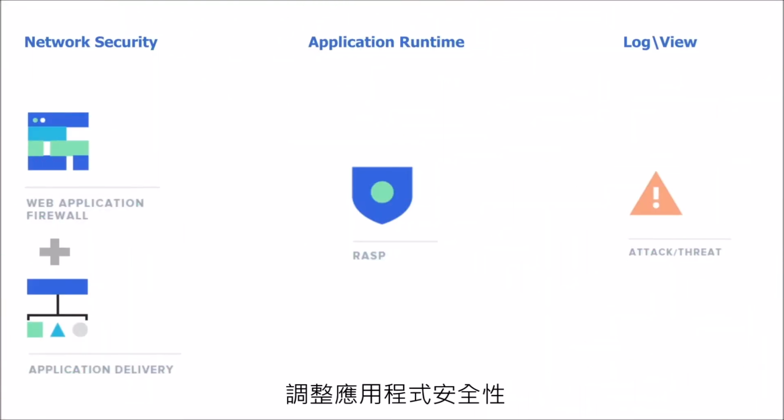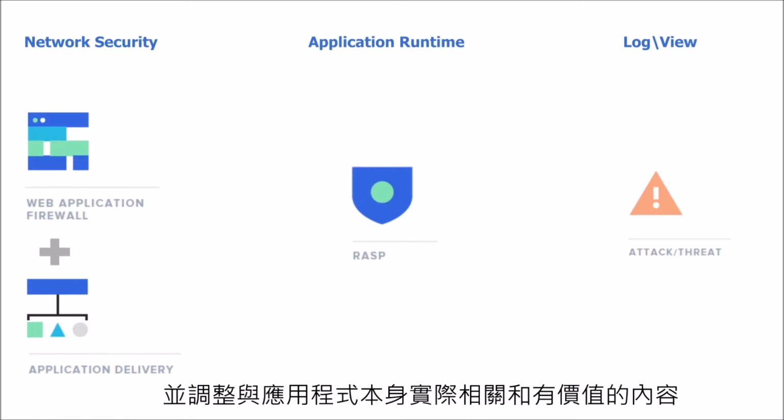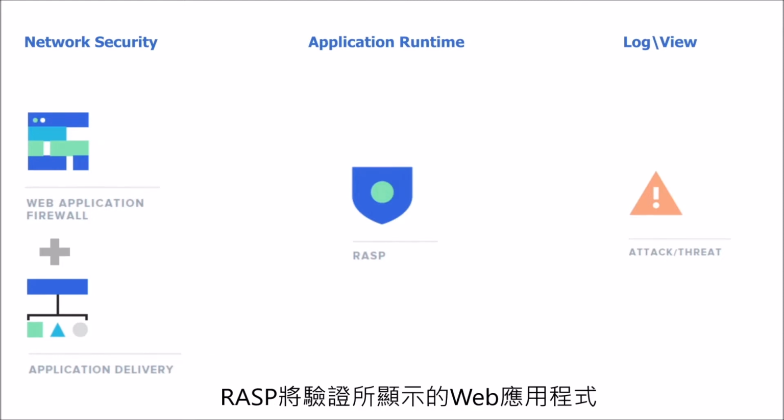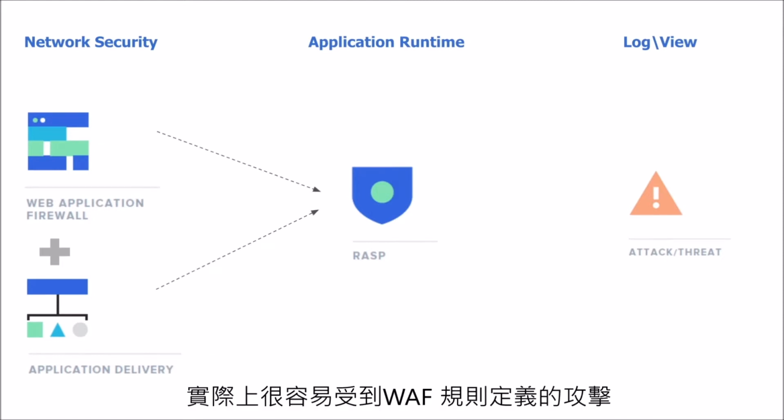Maintaining application security can be a challenge that may result in false positives. Ideally, you want to identify and tune what is actually relevant and valuable to the application itself. In this demo, we combine WAF and RASP using an application delivery rule to flag a suspicious attack. RASP will validate that the web application on show is actually vulnerable to an attack defined by a WAF rule.